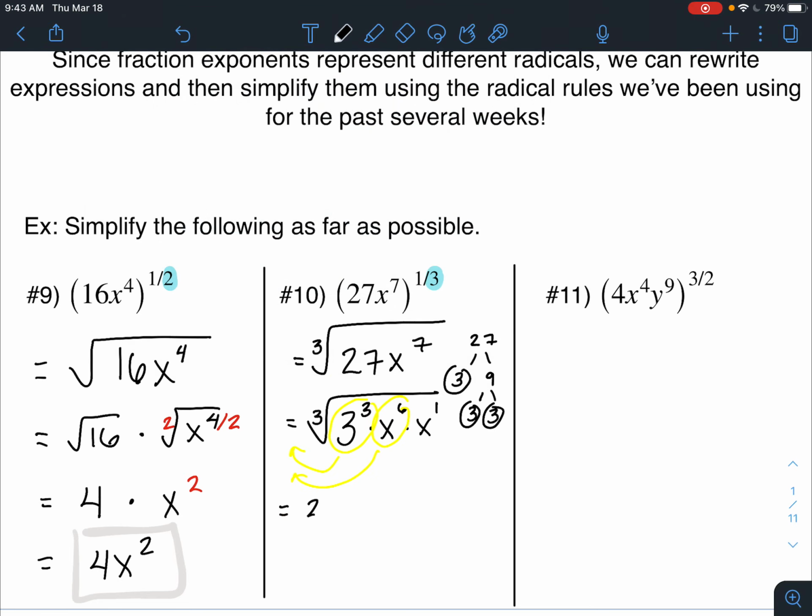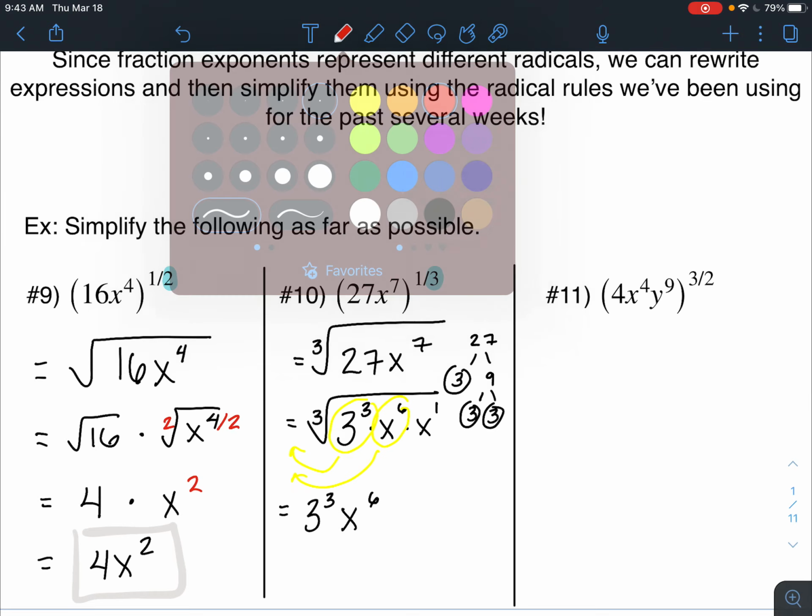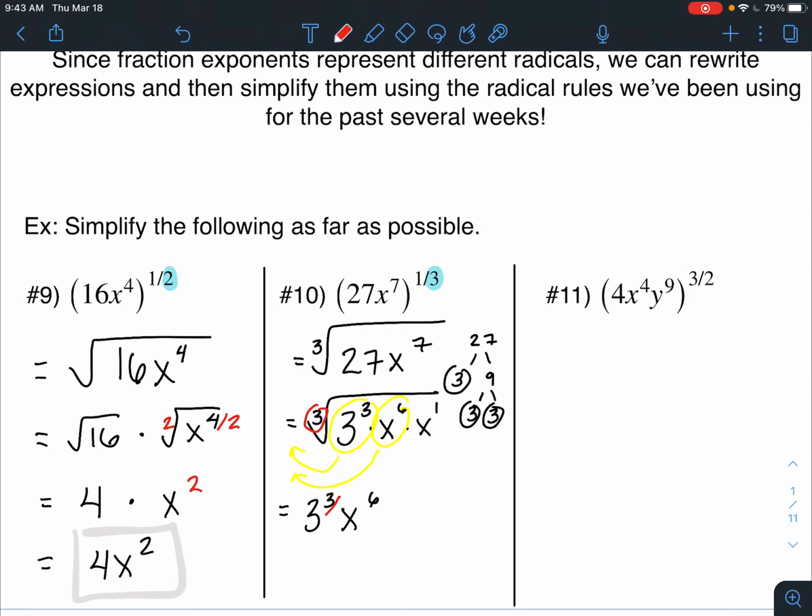So I'm going to bring those out. And when I bring them out, I'm going to divide by the index of 3. Then I still have a cube root, and then I have an x left on the inside. So 3 over 3 is 1, and then 3 to the first power is 3. And then I'm going to get 3x squared, cube root of x as my final answer here.